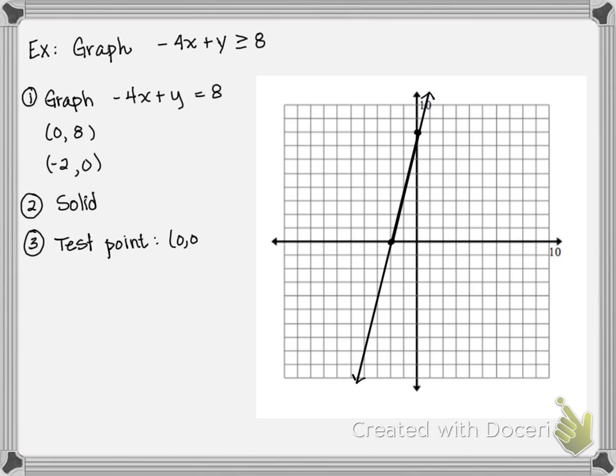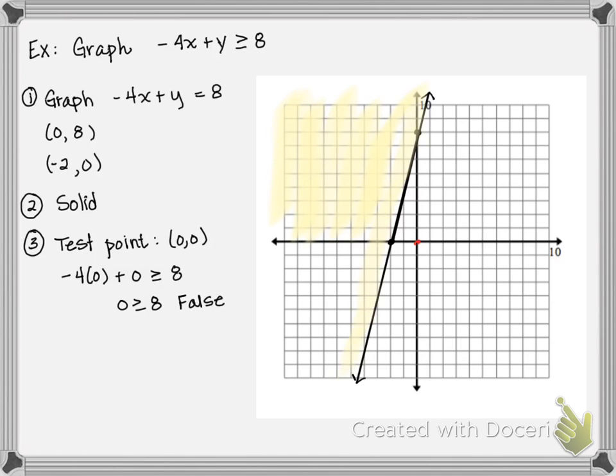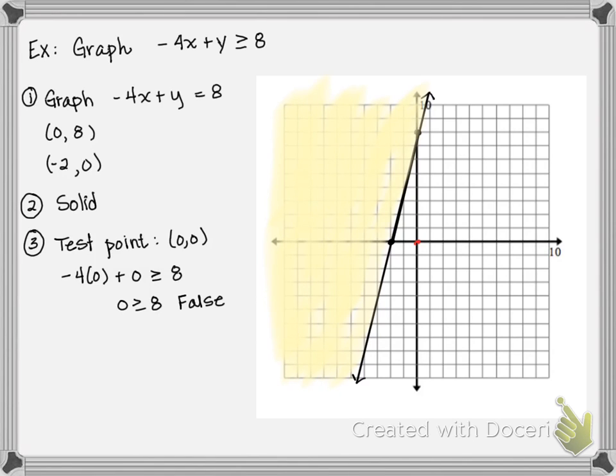Test point is 0, 0. And so we end up with -4 times 0 plus 0 is greater than or equal to 8, which is not a true statement. And so my test point is right here. I want to shade everything that's on the other side of the line. So the region that doesn't include that point is going to be all of this. There we go. So I'm glad we got one where we got to do the other side.